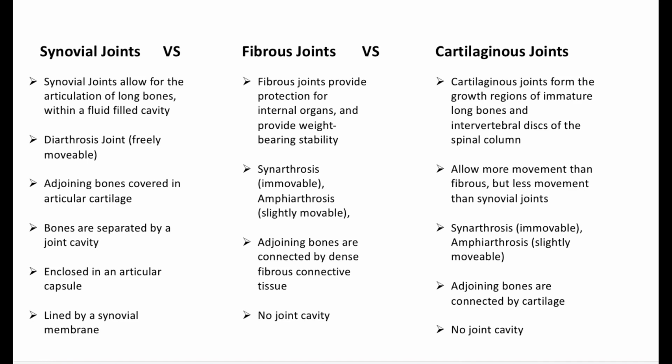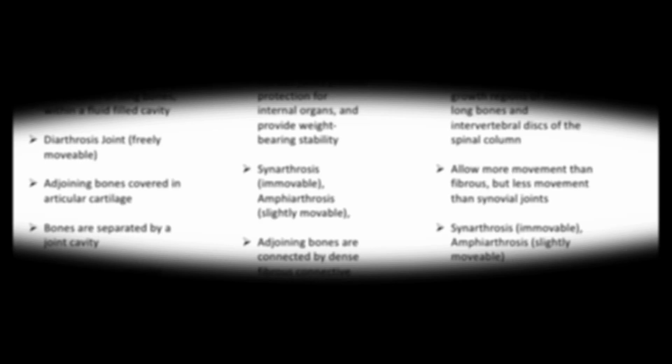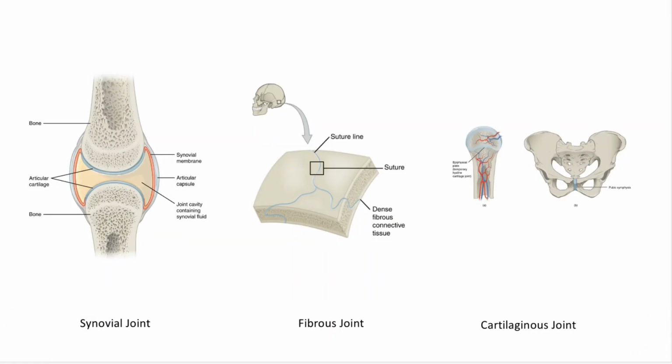Cartilaginous joints form the growth regions of immature long bones and the intervertebral discs of the spinal column. They are either synarthroses, which means immovable joints, or amphiarthrosis, which means slightly movable. The adjoining bones are connected by cartilage. There is no joint cavity. Here is a visual representation of synovial, fibrous, and cartilaginous joints.